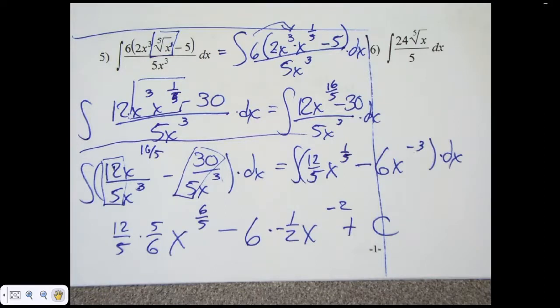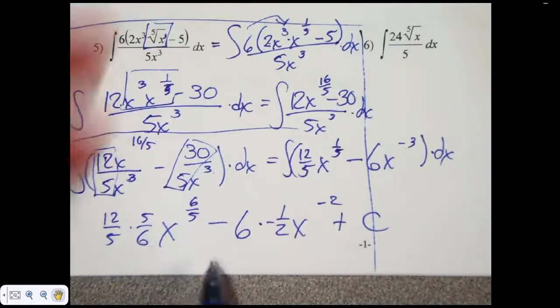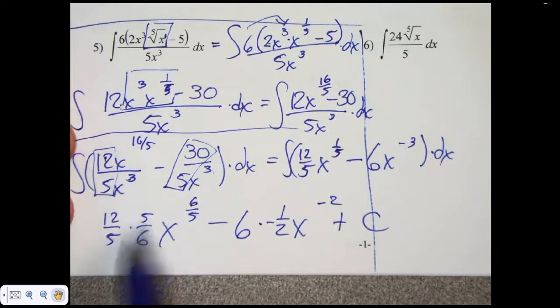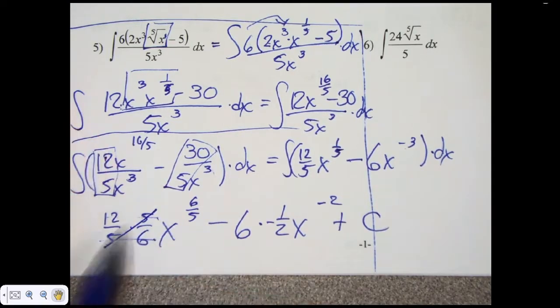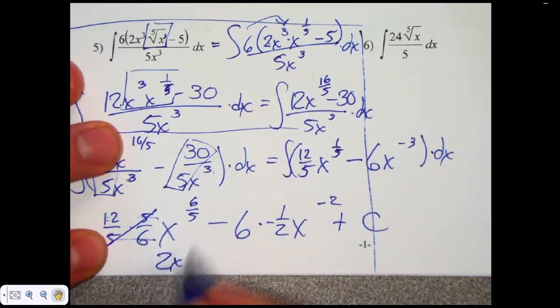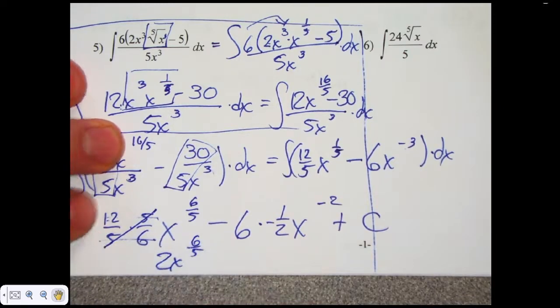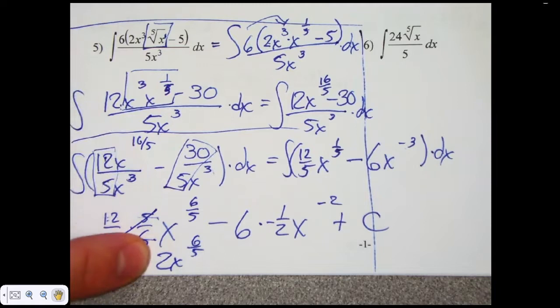And now we're simplifying. So 12 over 5 times 5 over 6, you can do this a couple ways. That's 60 over 30 if you go straight across. So that's 2. You could cross cancel, and then 12 over 6 is 2. Or you could just write 60 over 30. Like, that's a totally legitimate answer.